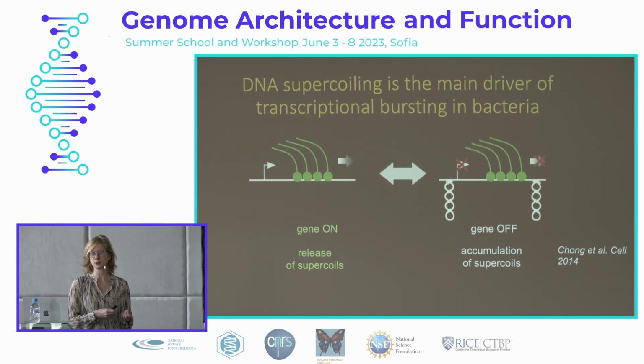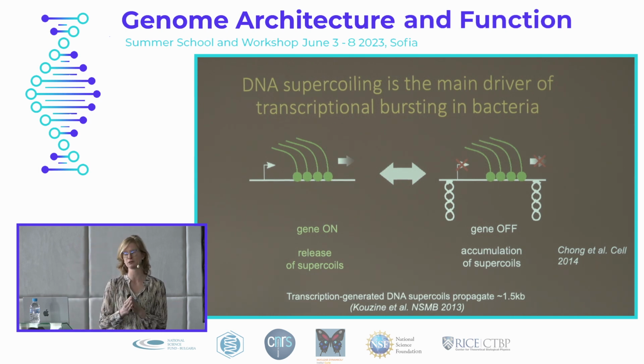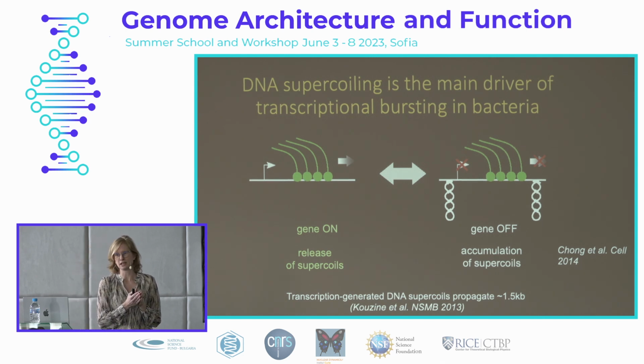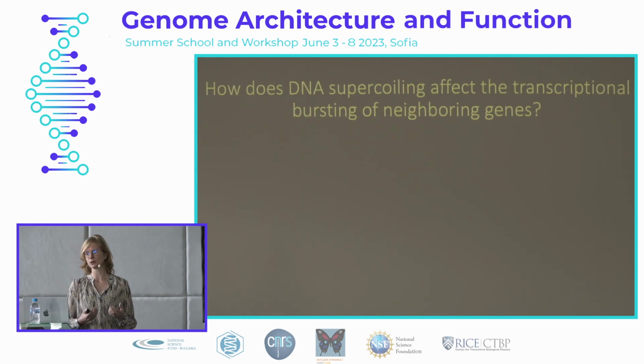Yet whether this process plays any role in regulating the dynamics of transcription in eukaryotes has so far never been tested. In addition, we know from supercoiling mapping studies that these supercoils can travel from where they're generated. So potentially, if a gene is transcribed and generates supercoils, these supercoils can travel and influence transcription of a neighboring gene. So we asked, how does DNA supercoiling affect the transcriptional bursting of neighboring genes?